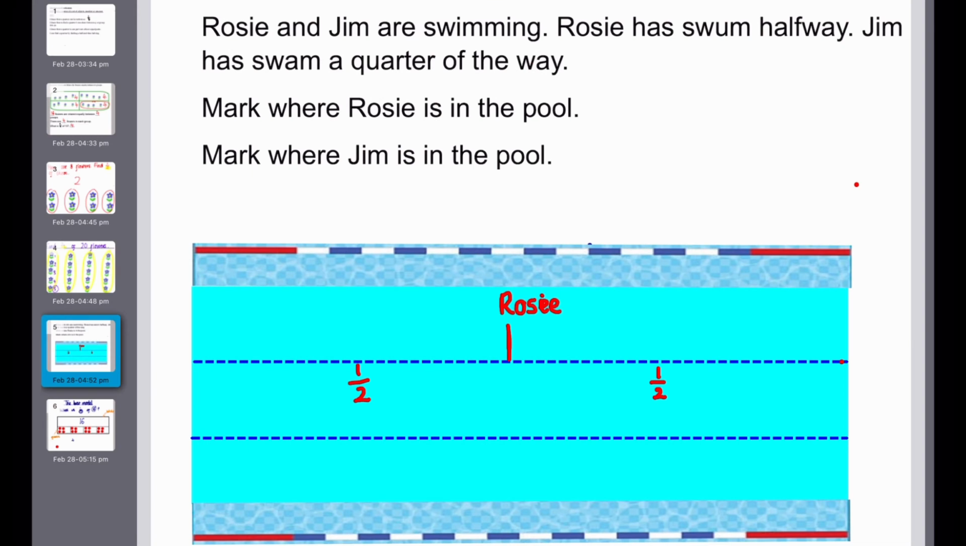We can use our new knowledge to help us solve the problem. We have just learned that a quarter is half of a half. And if we know that this is the halfway point, then we need to split this half into two to make quarters. Here's a quarter, here's a quarter. Let's split this half in half to make two more quarters. Here's a quarter, and here's a quarter. Jim has only swum a quarter of the way, which means Jim is here.